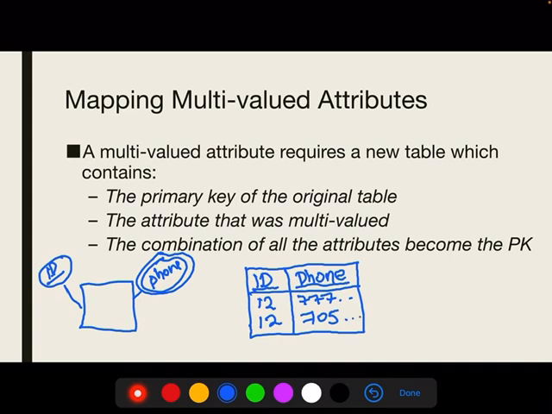So for this to be unique, it has to be the combination of the two in order that these will be unique, because many IDs will be there.